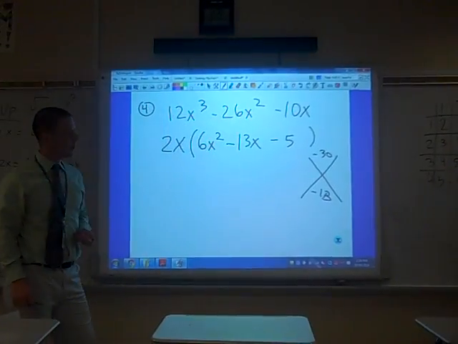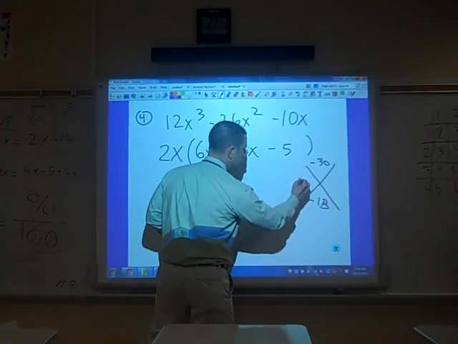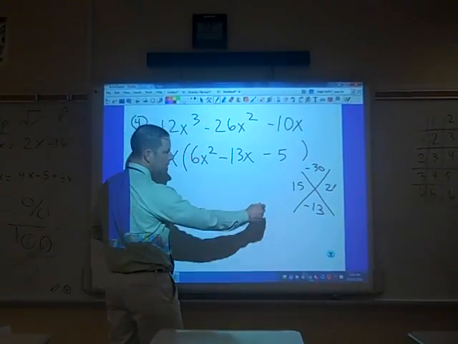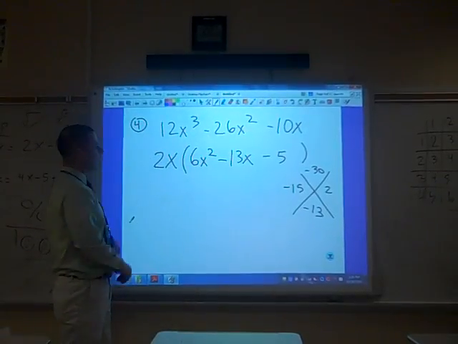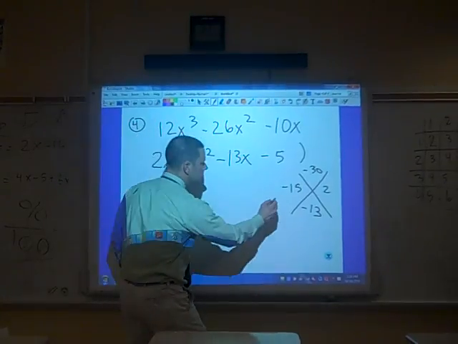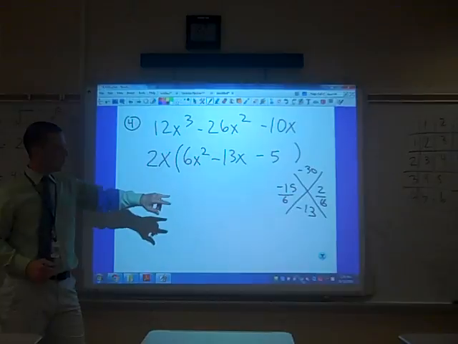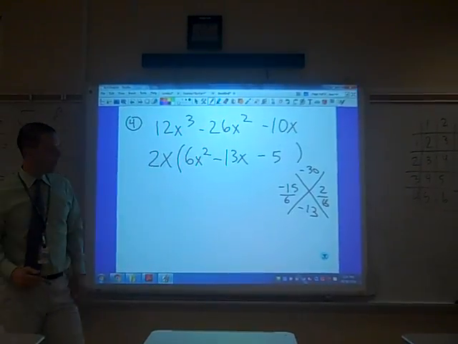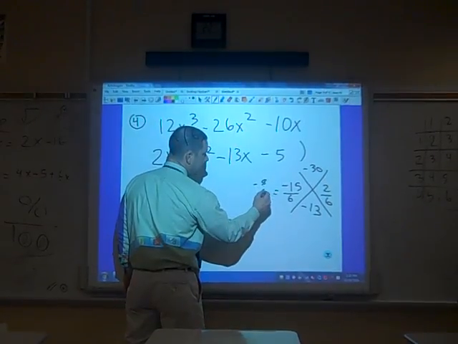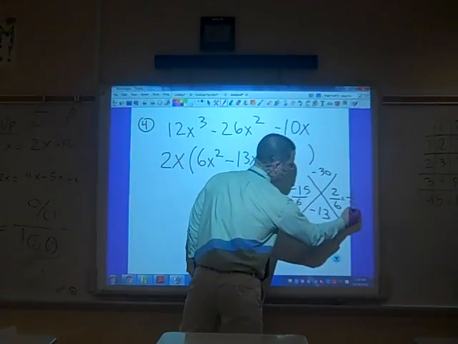So we need two factors of negative 30 that add up to negative 13, and that would be 15 and 2. We just need to give the negative to the right one. That will be negative 15. All right, now we need to divide each of those by the a value, which is 6 in this case. Looking at those two there, both of them can be simplified, so let's simplify those. It will be negative 5 over 2, and this would be 1 over 3.